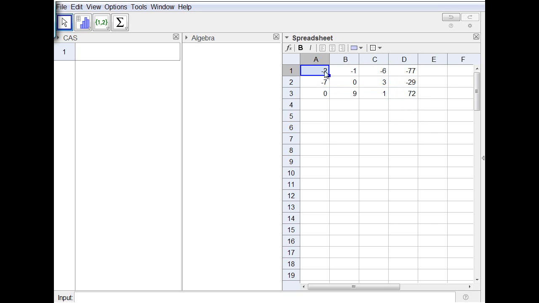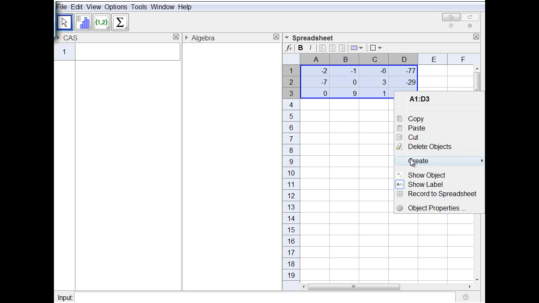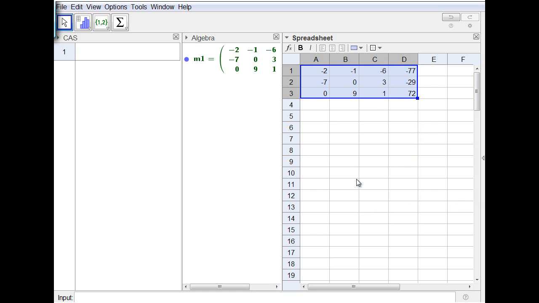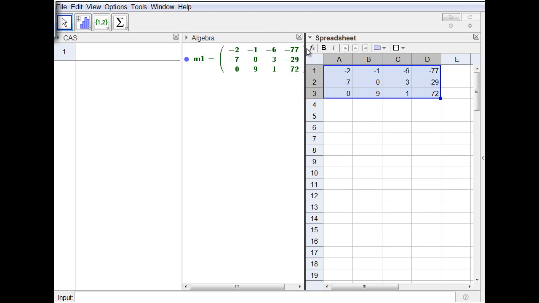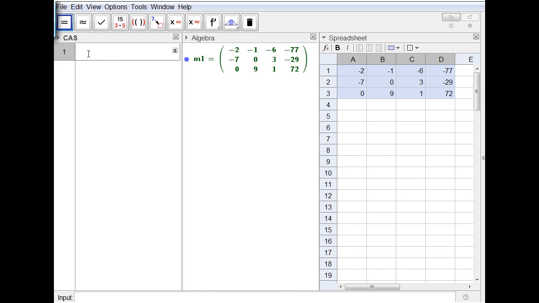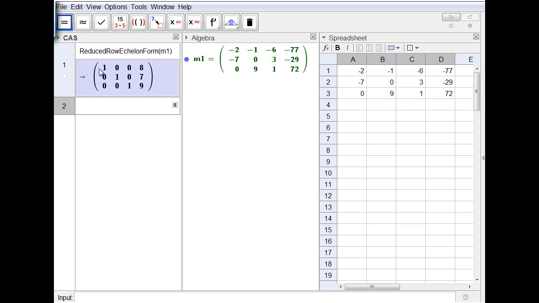Okay, ready. I select that, create matrix. Bada boom, bada bang. I have that. It's my matrix M1. I go now to the CAS. Reduced row echelon form of the matrix M1. M1. Press enter. Okay, look at the answer, guys. X equals 8, Y equals 7, and C equals 9. Perfect. So far we are doing it this way. No graphing calculator. We are always using GeoGebra. That's better. That's better.